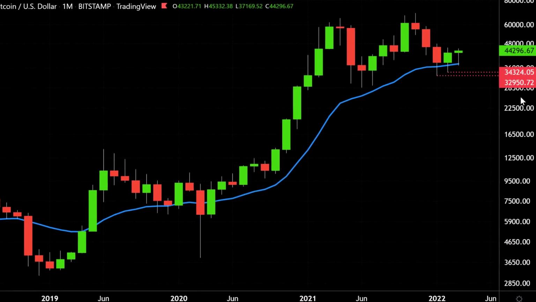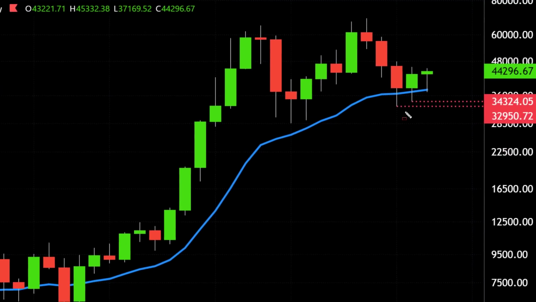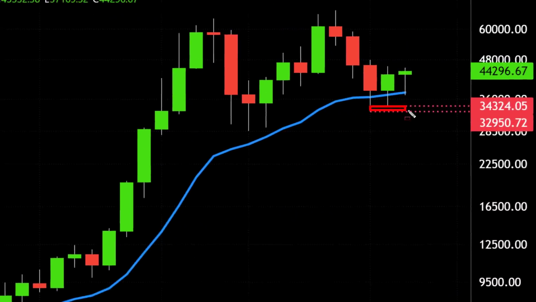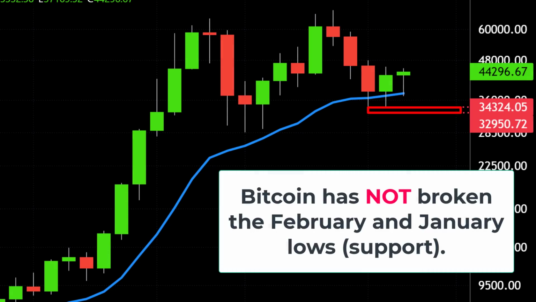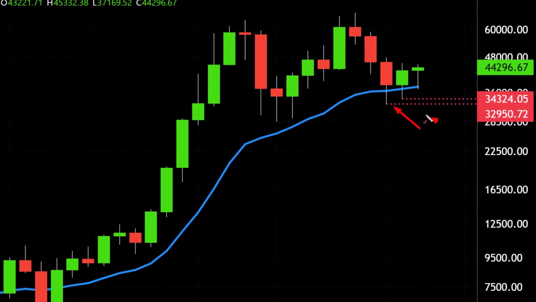So going to the chart of Bitcoin, let me ask you this, guys. Would you say that right now we've broken market structure or broken support on Bitcoin? Well, I would say no, not really. We have not broken the February or January lows, okay? The February and January lows near the 34K to 33K levels. We have not broken that level. We have not broken even the 2021 lows near 30K. So we're above support. We're above the 30K support. We're above the 33 to 34K January and February lows on Bitcoin. Those support levels have not been broken yet.